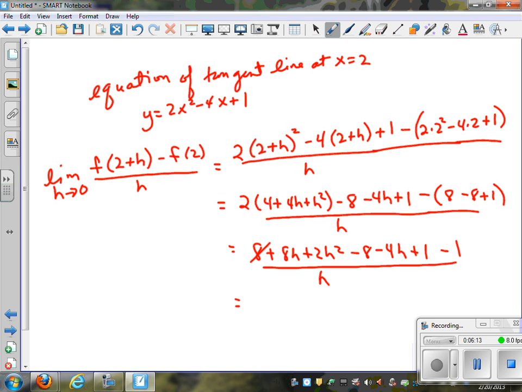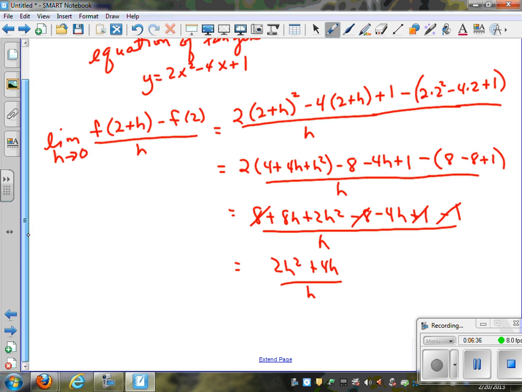Oh, did your 8 drop out? My 1 dropped out. We're going to divide everything by h. So 8 plus 2h minus, well, let's combine them. Let me combine them. 2h squared plus 4h divided by h. So if I divide by h, I'll get 2h plus 4. What's the limit as h goes to 0?